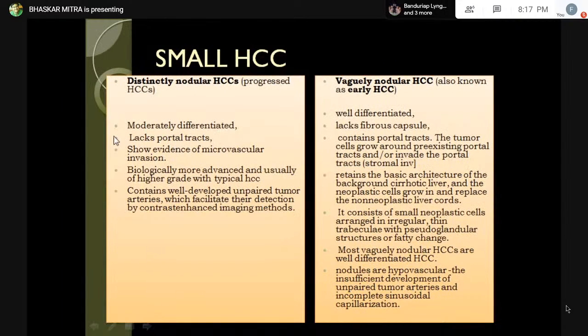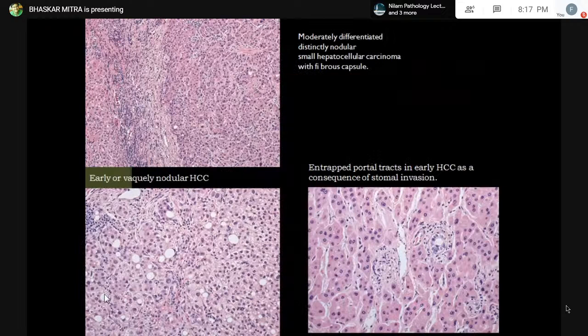They are biologically more advanced and usually have a higher rate of transforming into typical hepatocellular carcinoma. They contain an important thing, the vascularity: they have their own blood supply from arteries. Another is the vaguely nodular hepatocellular carcinoma, also known as early hepatocellular carcinoma. These are well-differentiated tumors. They lack the distinct fibrous tissue at the periphery, so they are vaguely nodular.